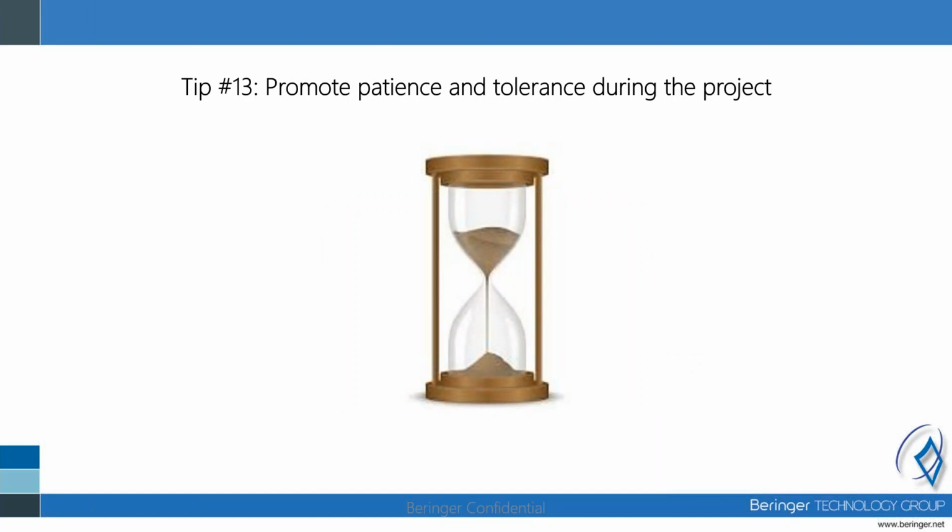Lucky number 13, promote patience and tolerance during the project. Any software implementation project can be stressful for many of those involved. Project teams must make difficult decisions that not everyone will agree with. Department managers will be facing additional stress to get regular work done despite significant distractions. Users might be nervous about learning new systems or having their jobs become redundant. Everyone faces personal issues that may not be apparent, and patience and tolerance for missed deadlines or mistakes will go a long way in supporting user adoption.